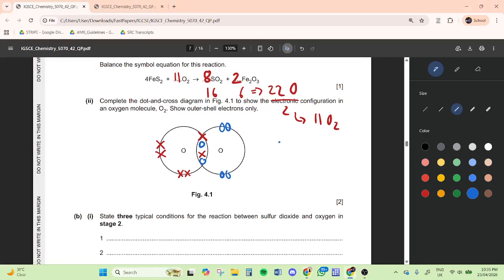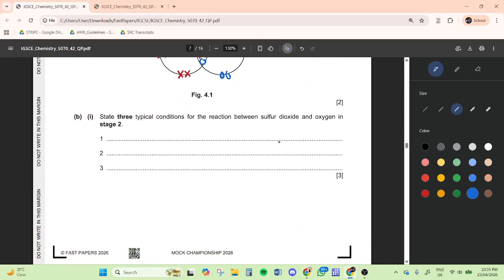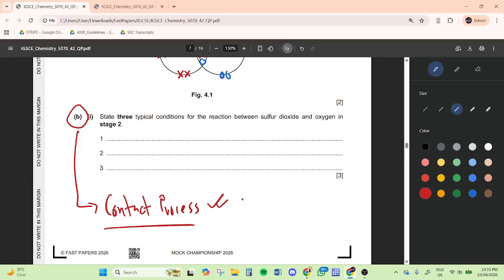So we're going to move on to the next question. State 3 typical conditions for the reaction between sulfur dioxide and oxygen in stage 2. So this is straight out of the contact process. This is describing the contact process. As long as you remember the conditions of the contact process, which are the temperature, the pressure, and the catalyst, then you are good to go.